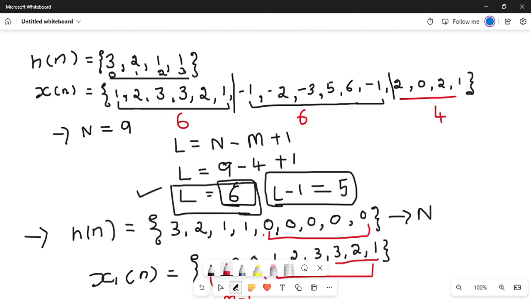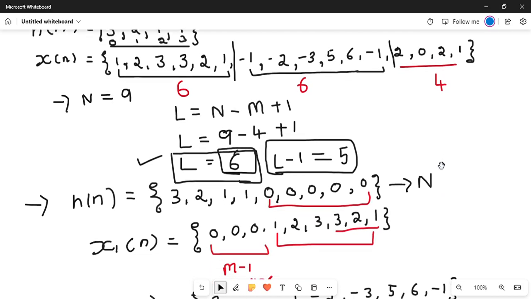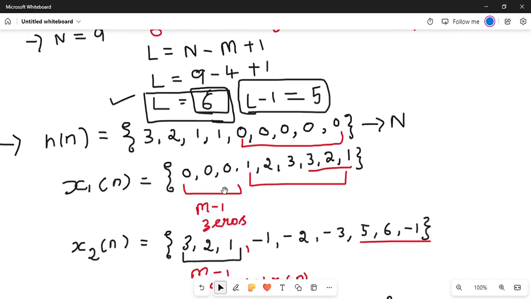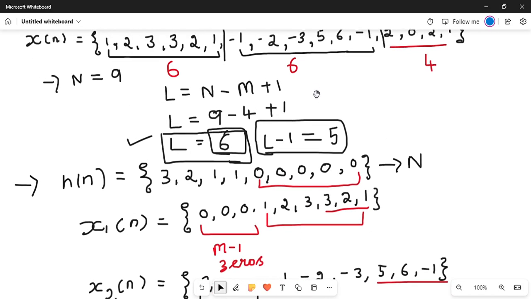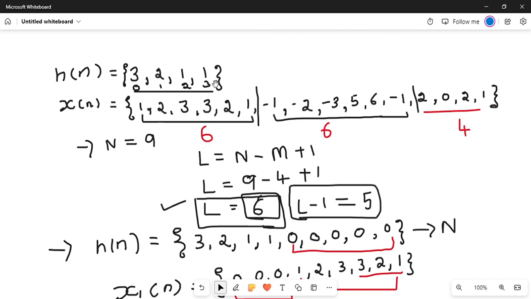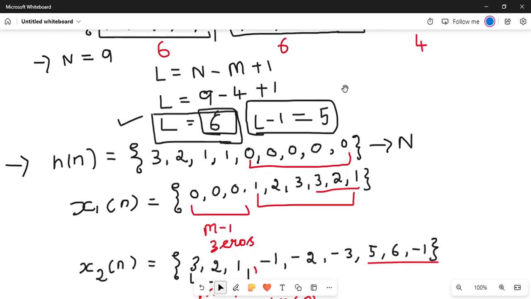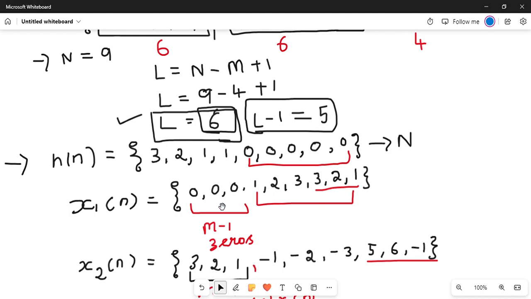To make 6 into 9, what do we do? First, to the 6 we are going to add m minus 1 zeros. So m minus 1 zeros, here m is equal to 4 and 4 minus 1 is 3. What is m? Here m is the length of h of n. h of n has length 4. So when we do 4 minus 1 we get the resultant as 3, and that 3 we are going to add at the very first.